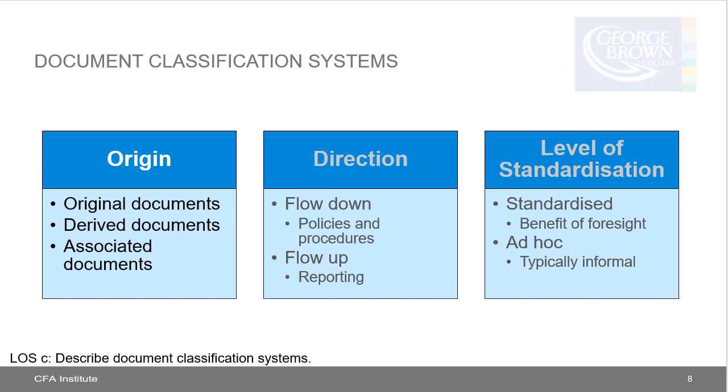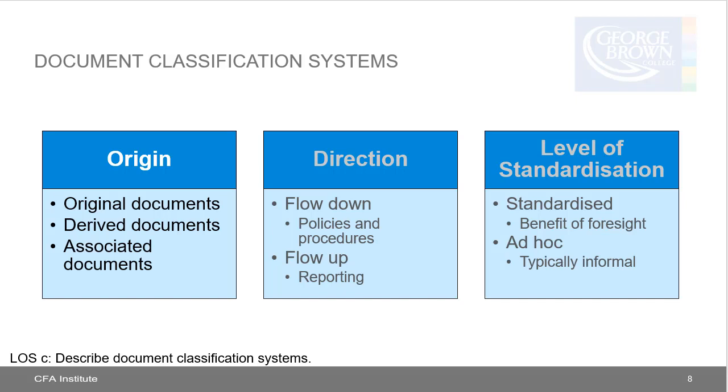The receipt for a taxi or train ticket, that's an original document. The expense claim form the employee has to fill out upon her return is a derived document. The document that comes into existence because of other documents, in this case, the taxi receipt or the train ticket. So a derived document comes into existence because of other documents. And finally, the company's travel policy document is an associated document.